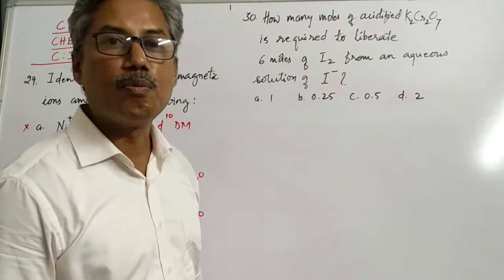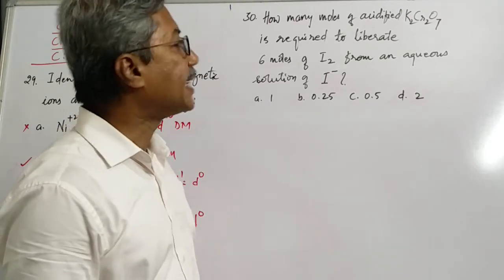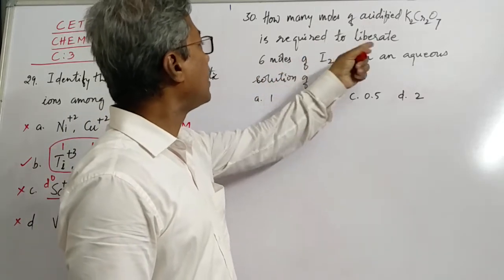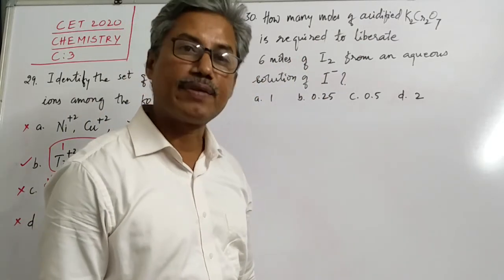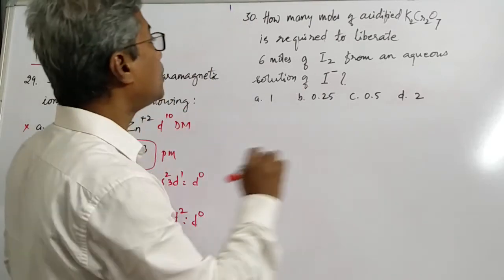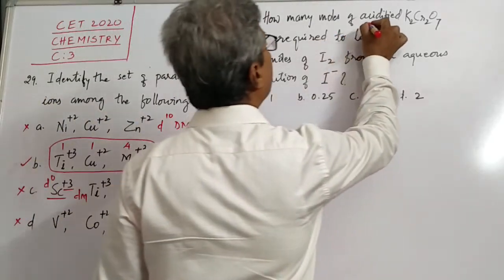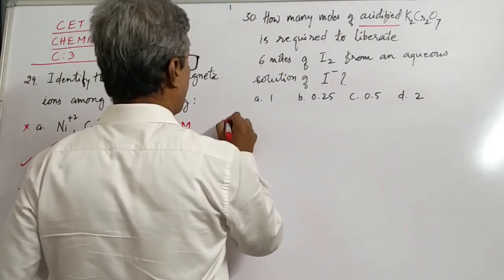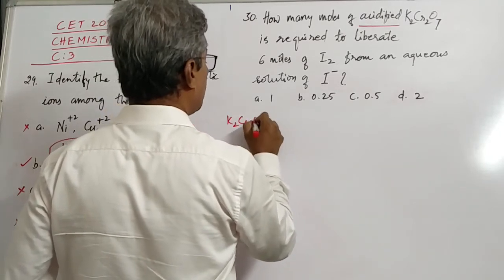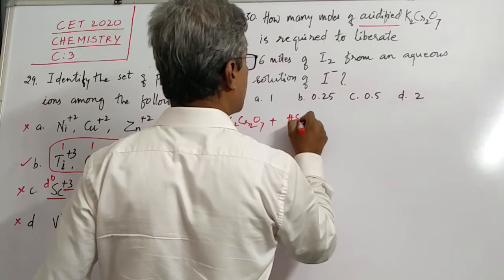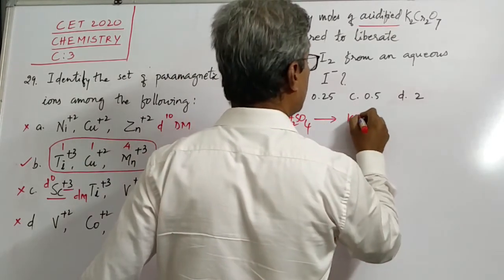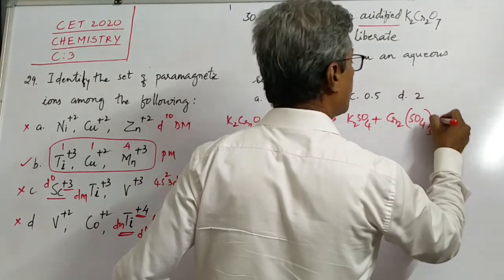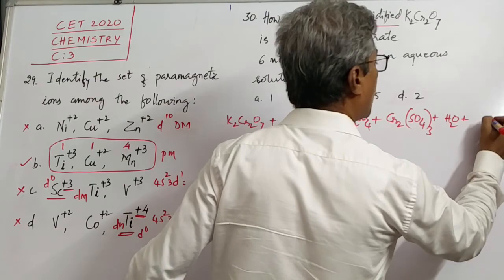It says, how many moles of acidified potassium dichromate are required to liberate 6 moles of iodine from the aqueous solution of iodide ion. To calculate this, we need to write the equation which indicates the meaning of acidified potassium dichromate. Let us look at this. K2Cr2O7 plus H2SO4 gives K2SO4 plus Cr2(SO4)3 plus H2O plus 1 nascent O.